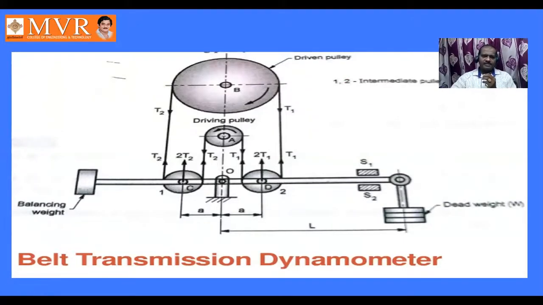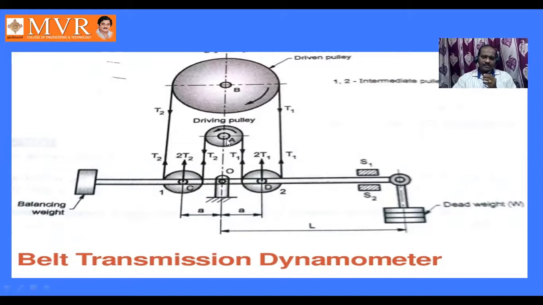So what is the working? When the driving pulley is rotated with the help of a prime mover, this prime mover is connected to the intermediate pulleys and to the driven pulley with the help of a belt. As it starts rotating, this belt tries to rotate the driven pulley also. So this is going to be rotated. This is driven, this is driving. We are going to measure the power of this one.